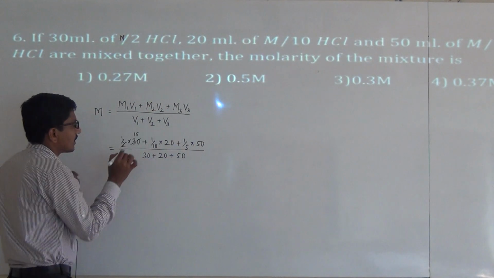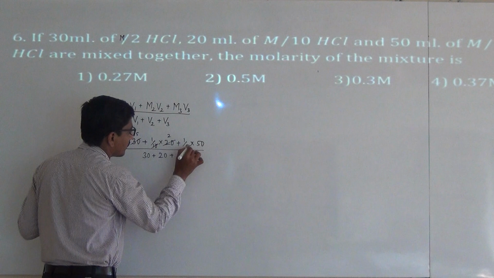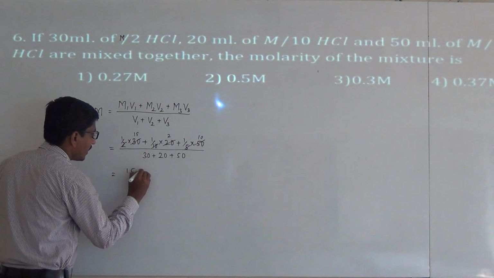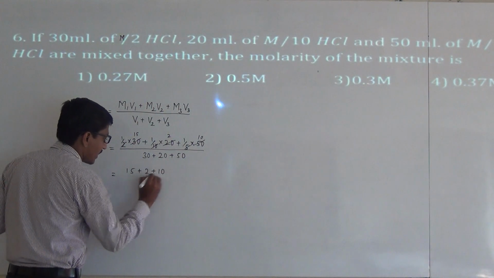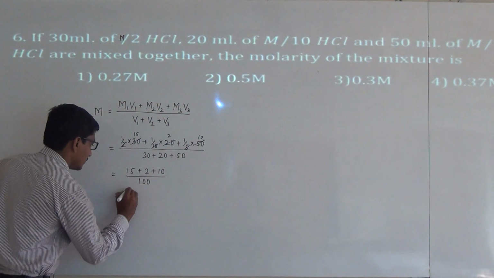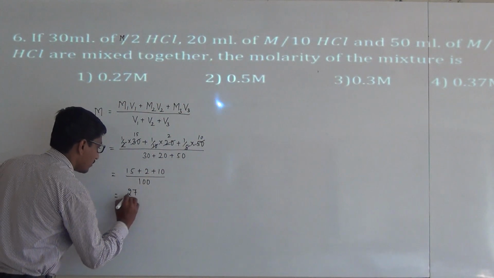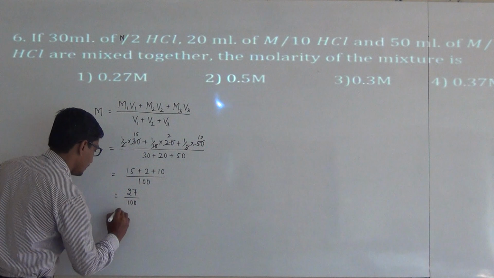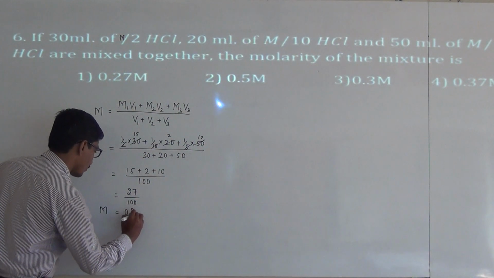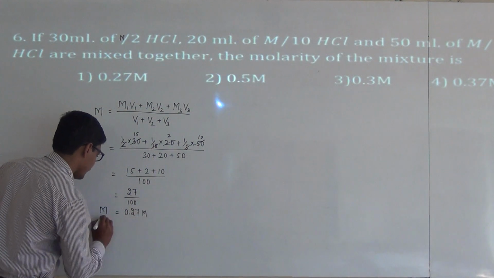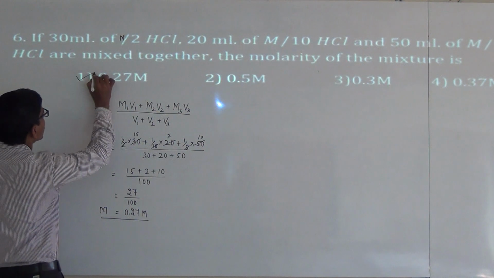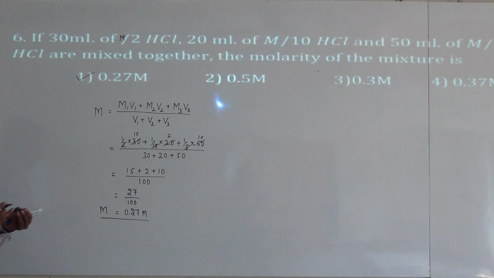2 fifteens are 30, 2 tens are 20, 5 tens are 50. This is equal to 15 plus 2 plus 10 divided by 100. This is equal to 27 by 100. Therefore, the molarity of the resulting solution is 0.27 M. Molarity is 0.27 M, and the first option is the right one.